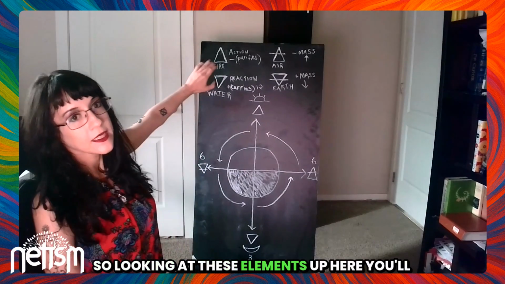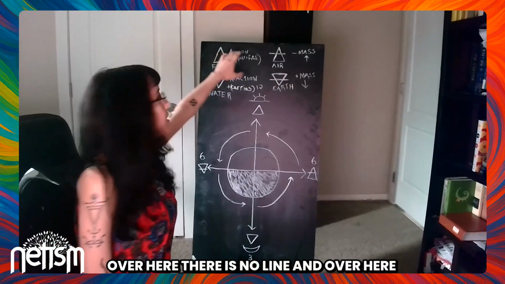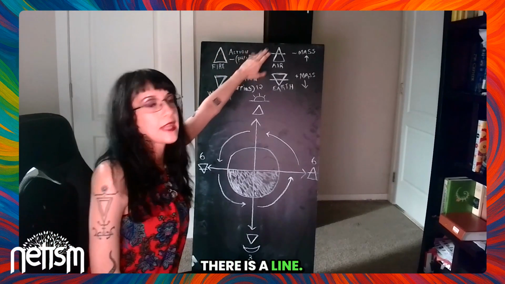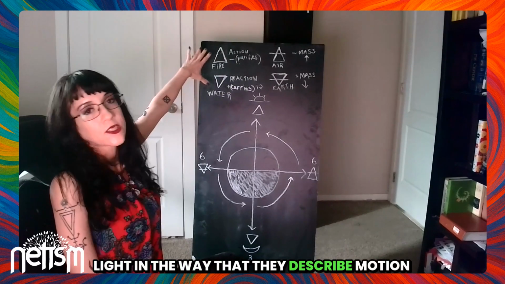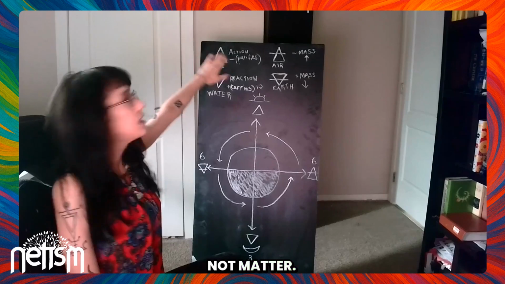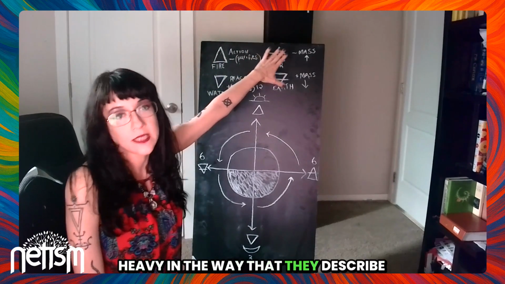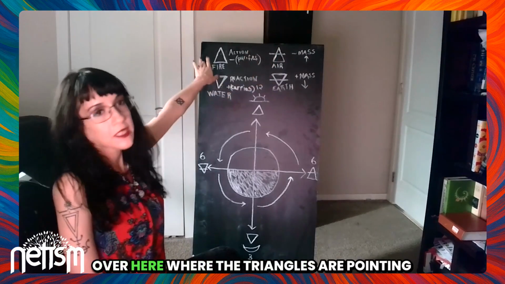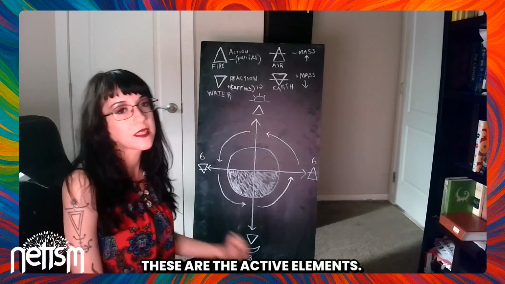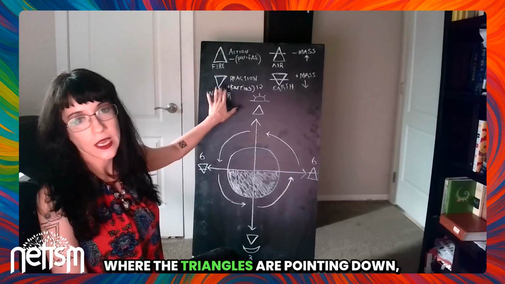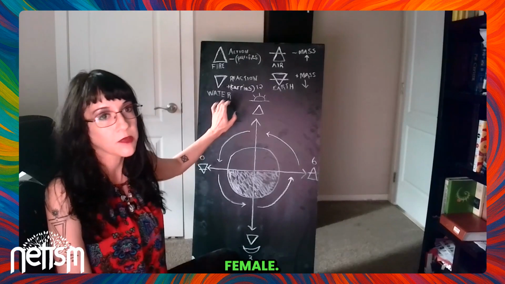So looking at these elements up here, you'll see some patterns. Over here, there is no line, and over here, there is a line. These are the light elements. Light in the way that they describe motion, not matter. These are the heavy elements, and they are heavy in the way that they describe physical matter. Over here, where the triangles are pointing up, these are the active elements. They are male. Where the triangles are pointing down, these are the passive elements, and they are female.